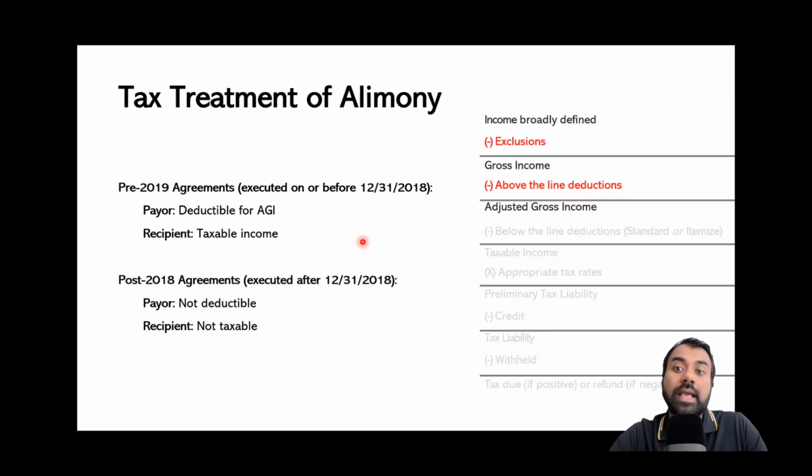So they cannot exclude these payments, and this becomes part of their gross income. Now, for the divorces that were executed after December 31, 2018, again, we'll just refer to them as post 2018 agreements. For these divorces, for the payer, these alimony payments are not above the line deductions. And for the recipient, these are not taxable income either. So please pay attention to this date, December 31, 2018, because things changed after this date.